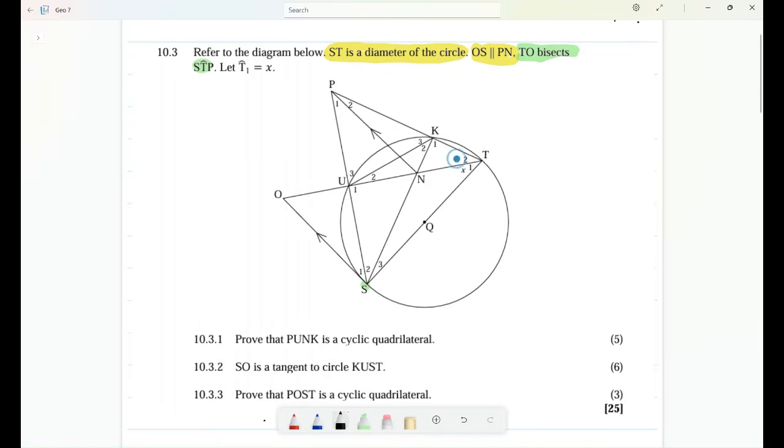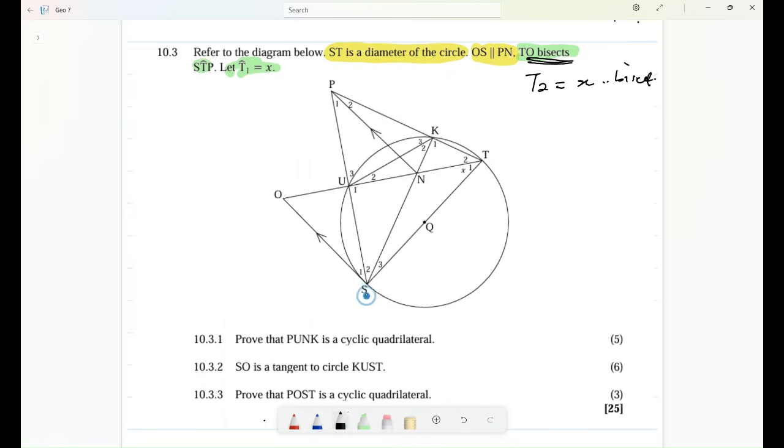All right. Now they told us let T1 equal X. First things first, before I can move on, it means T2 is also X. Why? Because TO bisects into equal angles. Now I can write here that T2 is also equal to X, because of the bisecting.